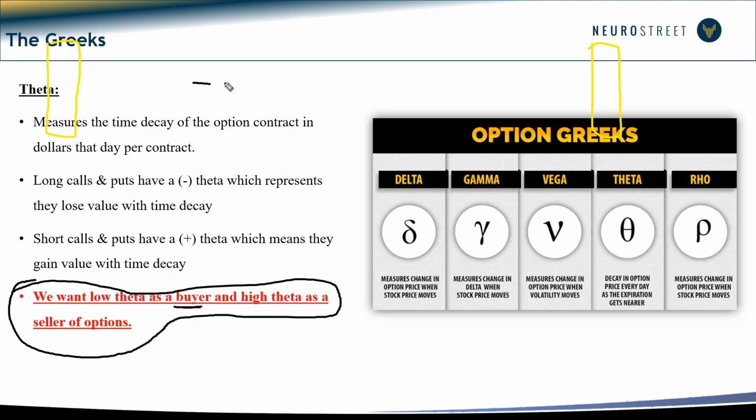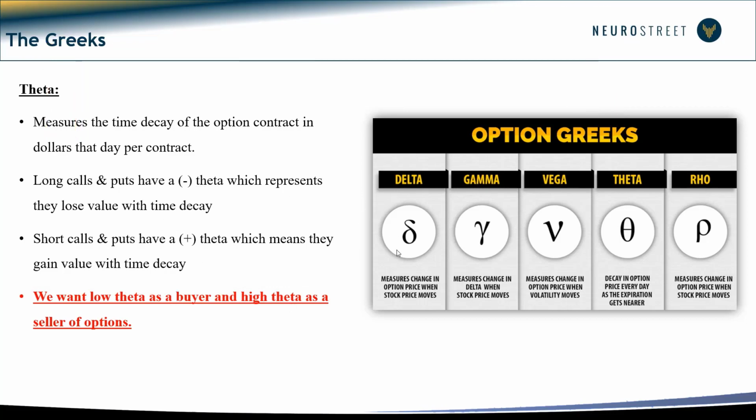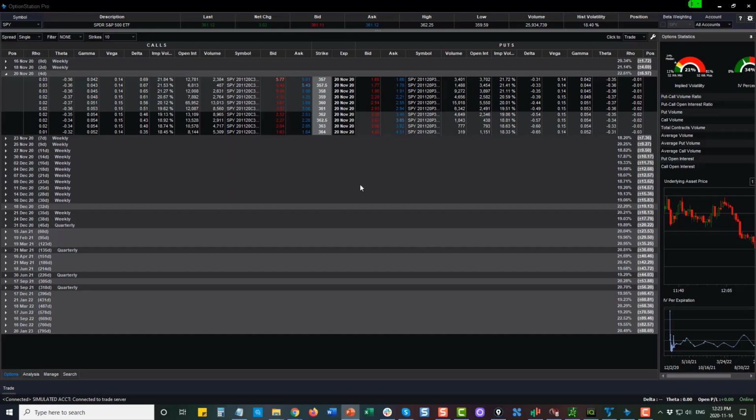Think about this. If you have a negative number and it's getting bigger, if it's negative 0.3 versus negative 0.9, negative 0.3 is better for you. It's a smaller negative number. Okay? As a seller, we want to have a positive theta. We want to have more theta. We want to have a bigger number as a seller. But since most of you are going to be buyers of options contracts, we want low thetas. So if we take a look at this, where's the lowest theta? If you're a buyer of calls and puts, the lowest theta is down here, 0.32.